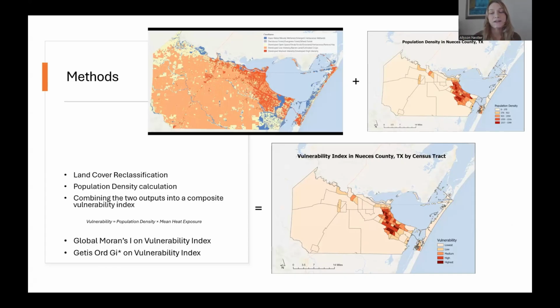Finally, the Global Moran's I and Getis-Ord Gi* were applied to the vulnerability index to evaluate spatial autocorrelation and identify statistically significant hotspots using nearest neighbor definitions of k equals 6, 8, and 10.